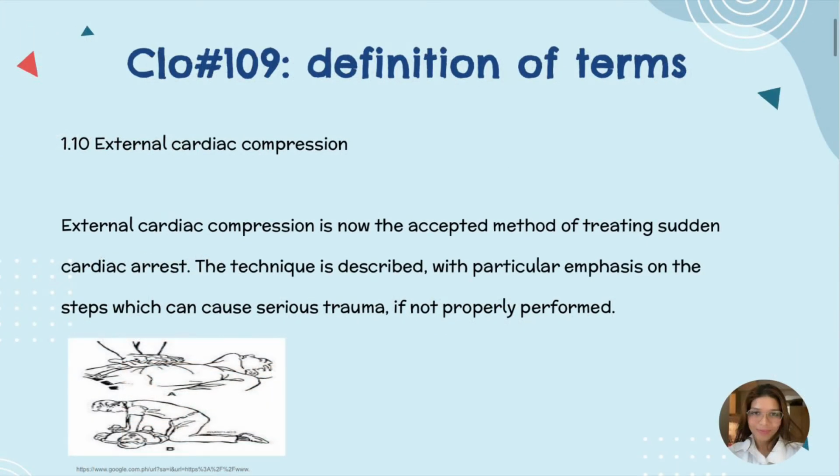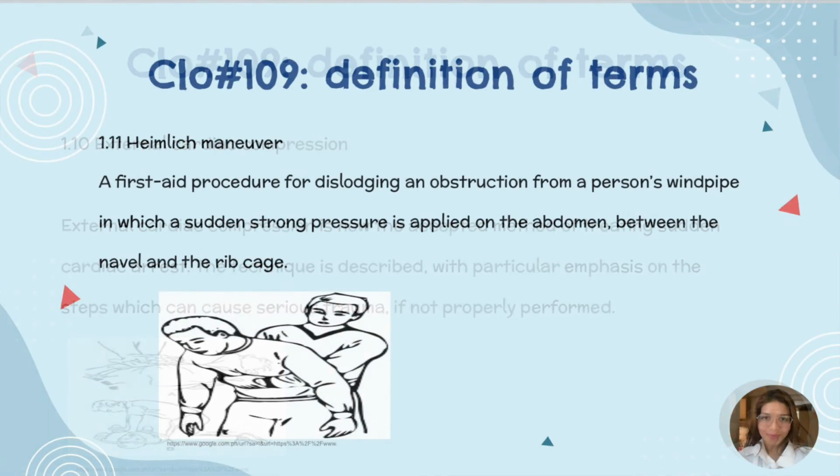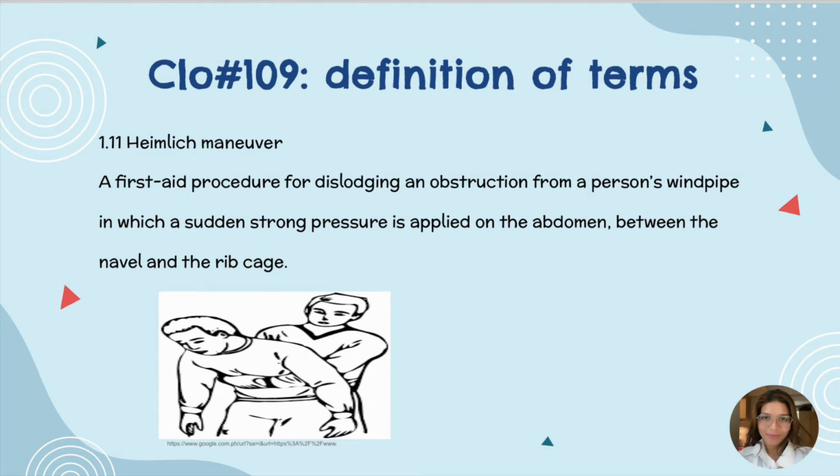So, external cardiac compression. It is now the accepted method of treating sudden cardiac arrest. The technique is described with particular emphasis on the steps which can cause serious trauma if not properly performed. The Heimlich maneuver. It is a first procedure for dislodging an obstruction from a person's windpipe, in which a sudden strong pressure is applied in the abdomen, between the navel and the rib cage. So this is a very popular form of maneuver.